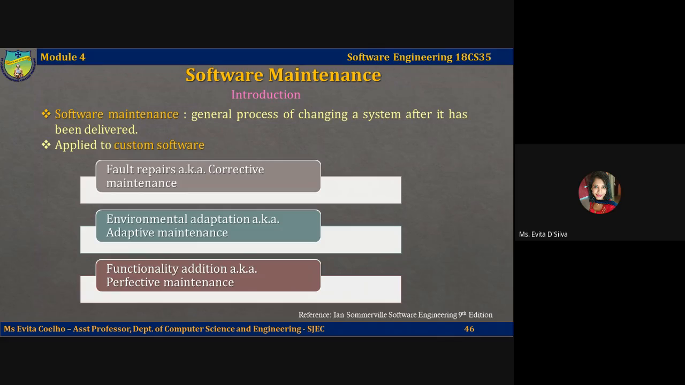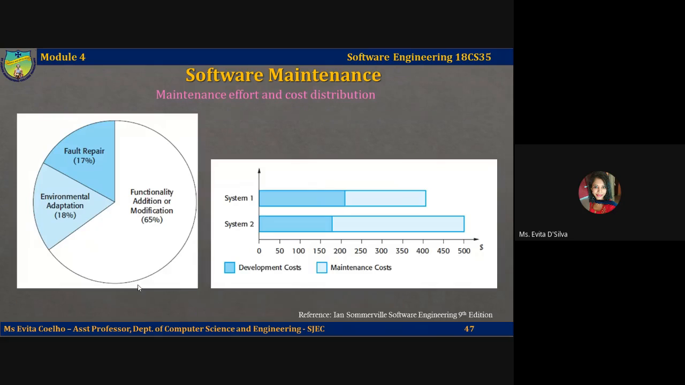Now, corrective maintenance is universally used to refer to maintenance for fault repair. So, fault repair is also called corrective maintenance. Adaptive maintenance sometimes means adapting to a new environment and sometimes means adapting the software to new requirements. So, environmental adaptation is also called adaptive maintenance. Preventive maintenance sometimes means perfecting the software by implementing new requirements. So, functionality addition is also known as preventive maintenance.